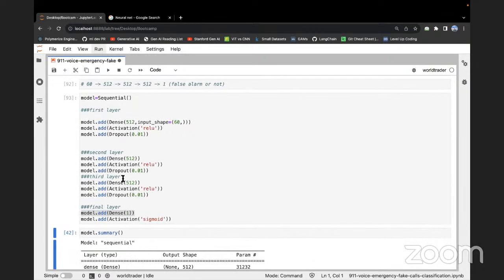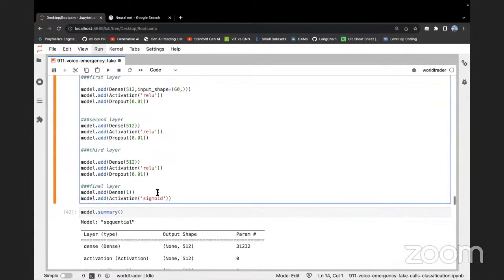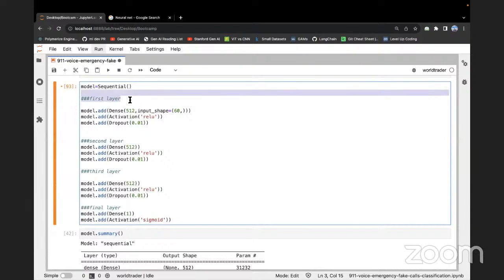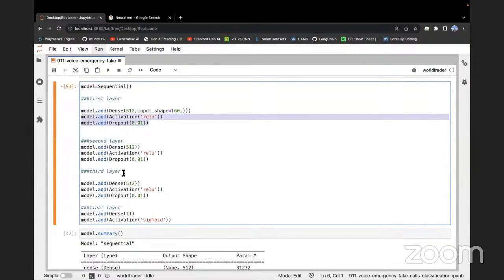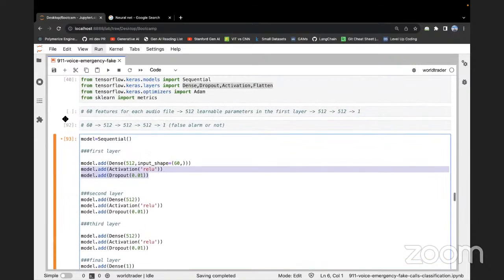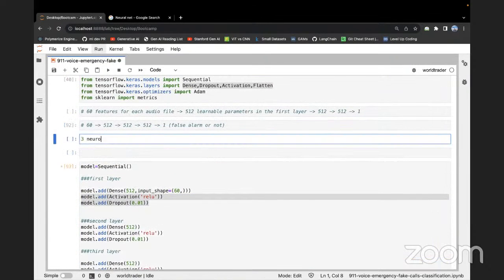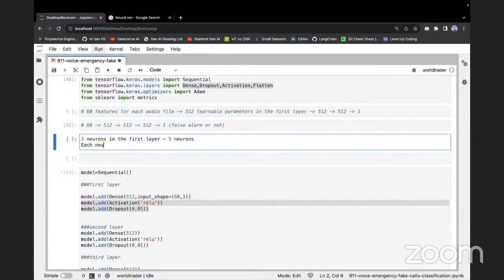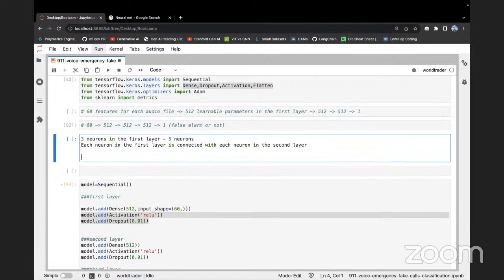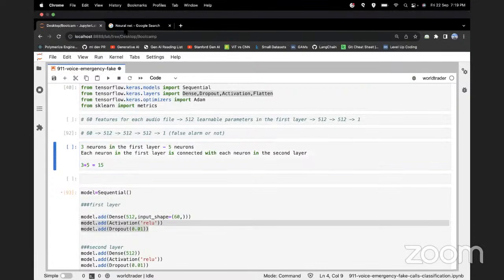I initialize this and design my neural network. The first layer takes input and has the first hidden layer. Just think about it: if there are 3 neurons in the first layer and 5 neurons in the second layer, and each neuron in the first layer is connected with each neuron in the second layer, how many total connections will we have? 3 into 5, which is 15. Make sense?